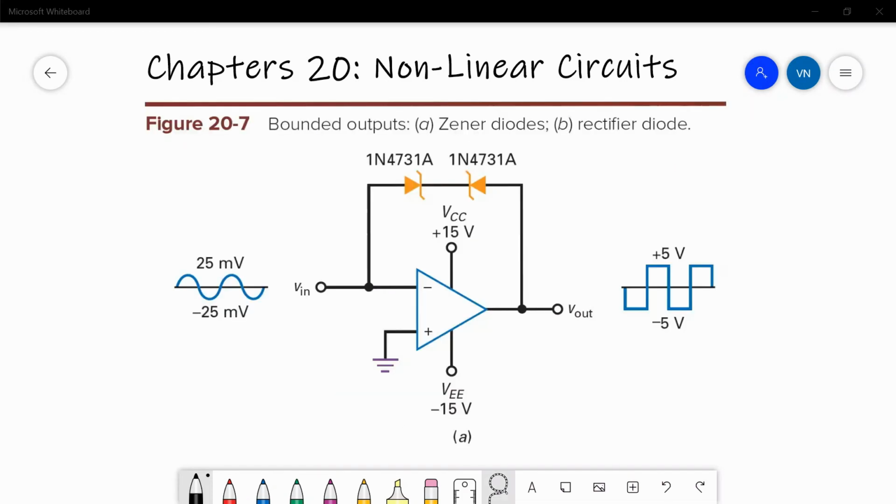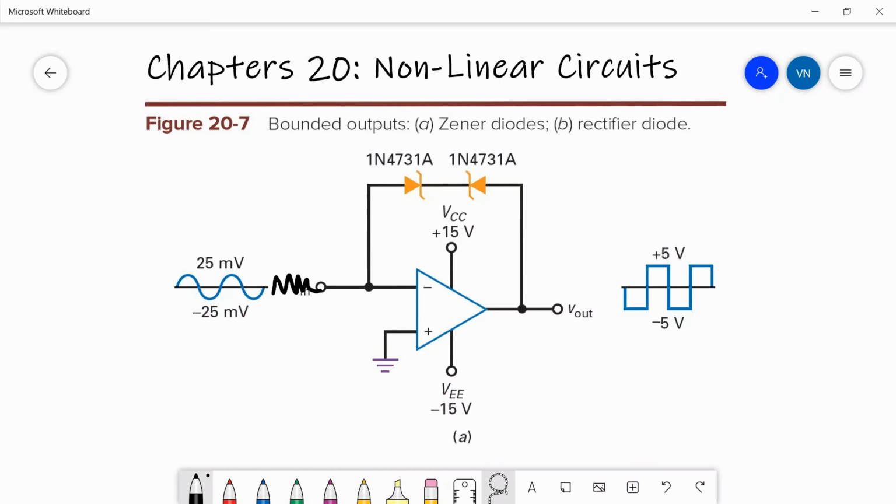So here's another example of how we can use Zener diodes to limit the output of an op-amp to within a smaller range. There's a bit of an issue with this circuit in that it needs a current limiting resistor here to work, and the reason for that is that this is a negative feedback circuit. If we put a couple of diodes in here from the output back to the negative terminal, then we've created a negative feedback circuit that is stable under certain operating conditions.